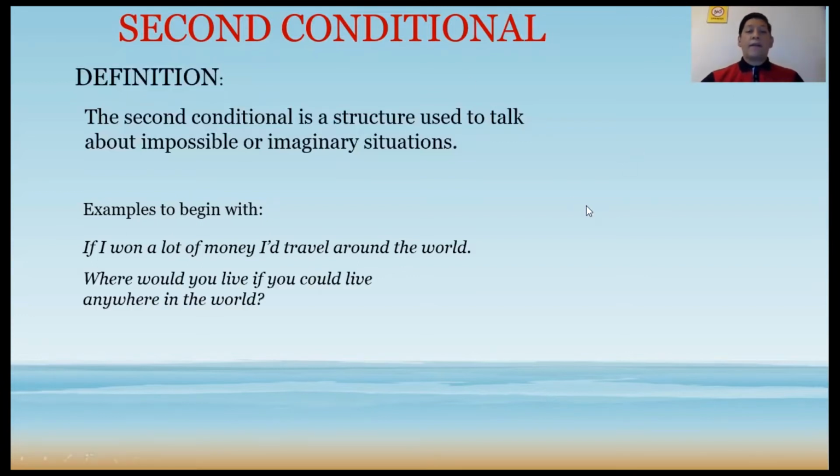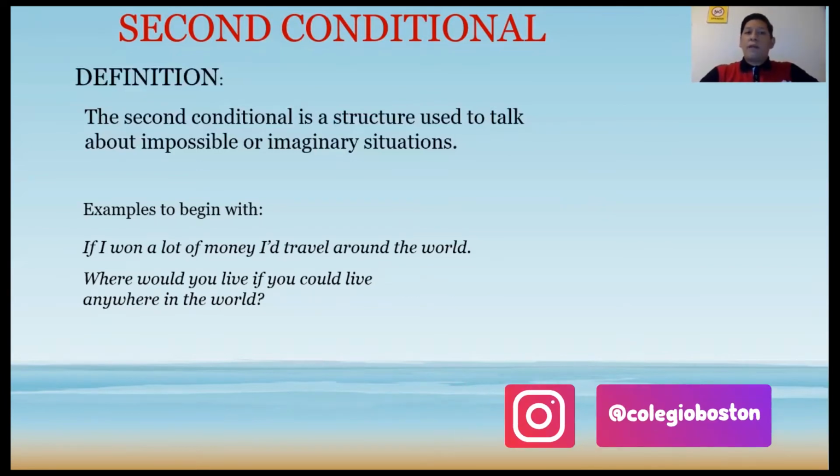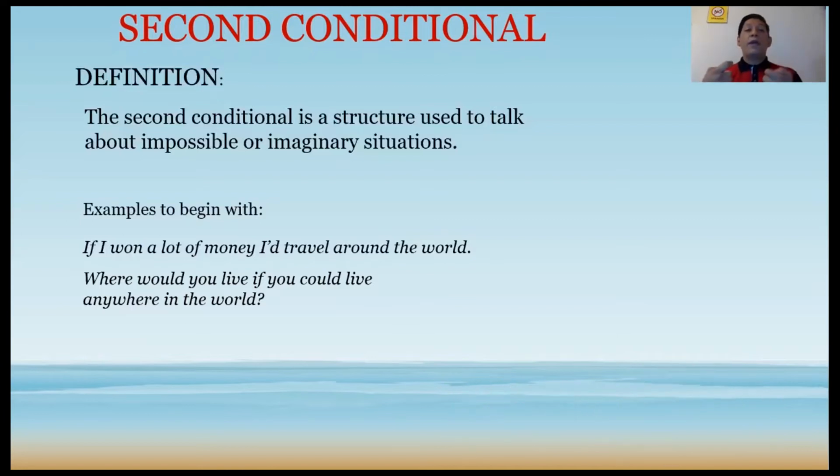Now, the next one is, where would you live if you could live anywhere in the world? This is a question about something that is impossible, repeating, in this moment. Maybe in the future, when you have your own money or when you make more money, you can go to places like Paris, France, Italy, I don't know, like Canada. But in this moment, it is not possible to go to those places. That is why we're making a question about something that is impossible or imaginary in this present time.